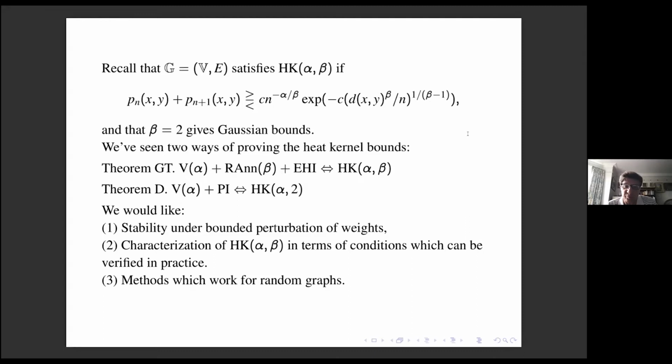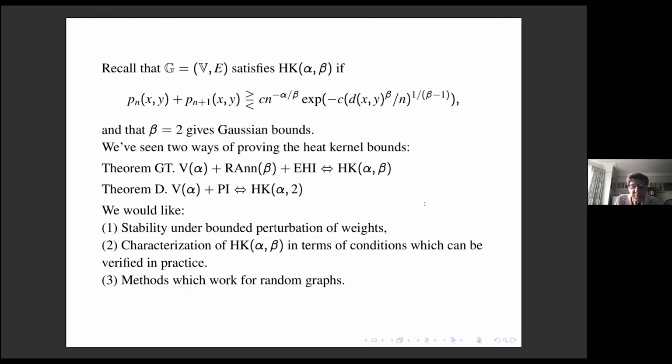And now in these lectures, we've seen two possible ways of proving these bounds. First, we have the theorem of Grigor'yan and Telcs, which says that if we have a volume estimate, an estimate on the resistance of annuli, and the elliptic Harnack inequality, that's equivalent to HK(α, β). And then we saw Theorem D, which was very useful for the percolation case and for the β equals two case, which says that the volume bound plus the Poincaré inequality is equivalent to HK(α, 2). Both of these are assuming local regularity, of course.